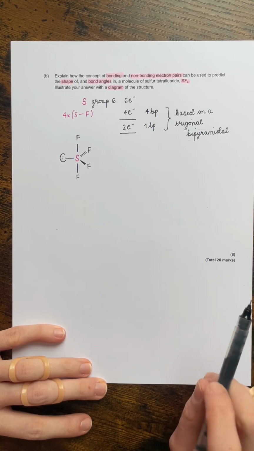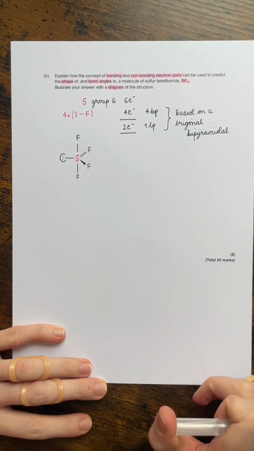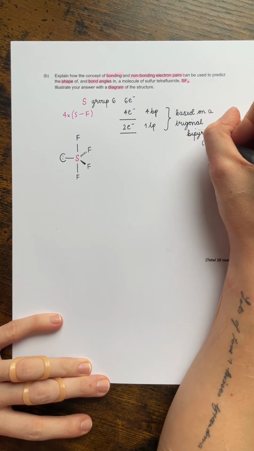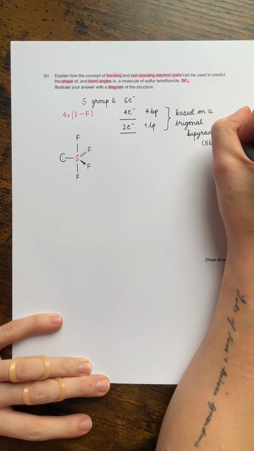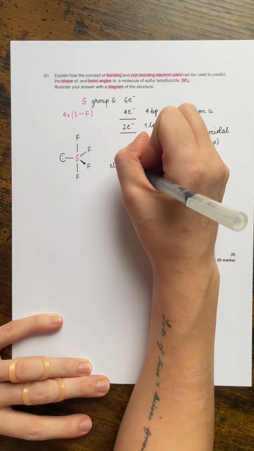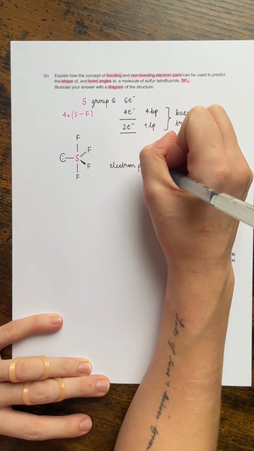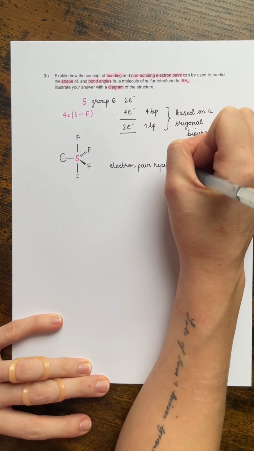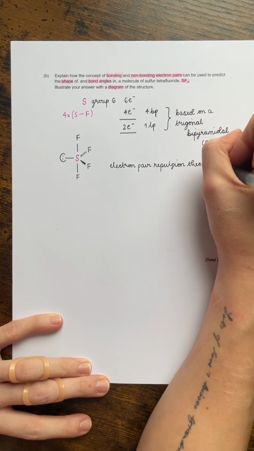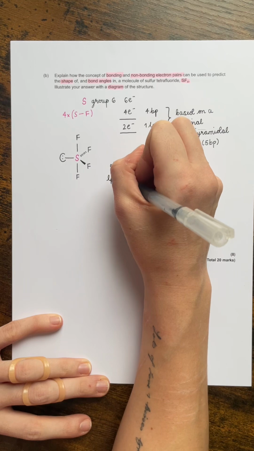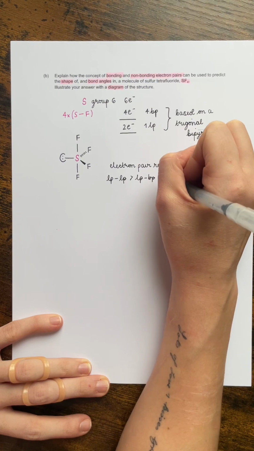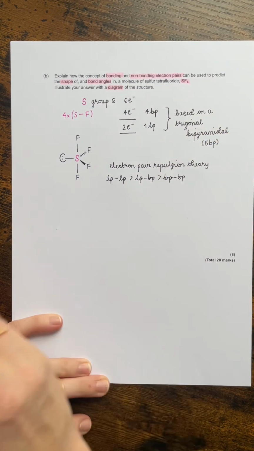So explain how the concept of bonding and non-bonding electron pairs can be used to predict the shape of and bond angles in. So we've based it on a trigonal bipyramidal shape because that is when we've got 5 bonding pairs. And then we need to now think about the electron pair repulsion theory. So the first thing I'm going to do is just specify the order of repulsion as I just said to you guys. So electron pair repulsion theory. So lone pair to lone pair repulsion is greater than lone pair to bonding pair repulsion, which is greater than bonding pair to bonding pair repulsion.